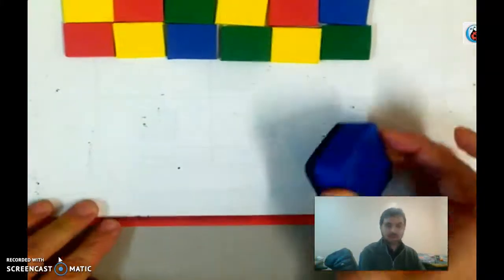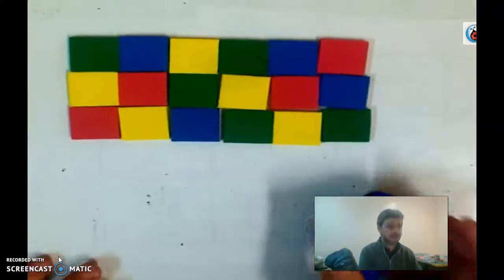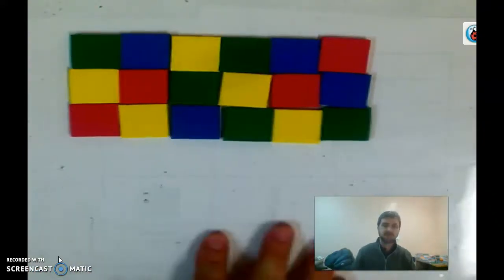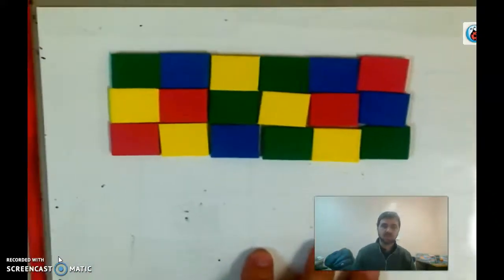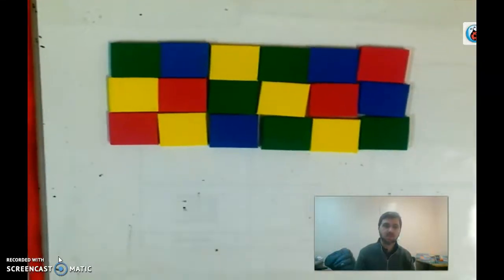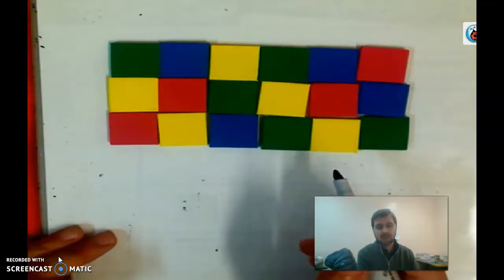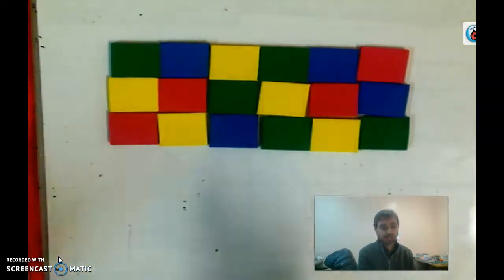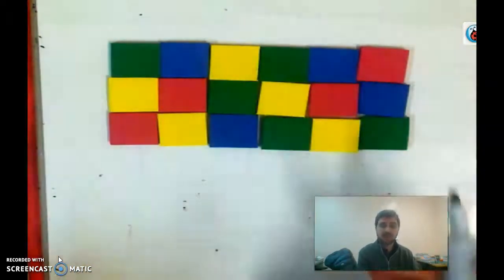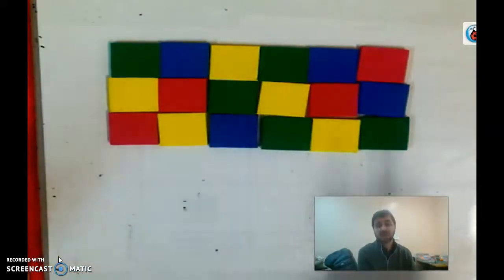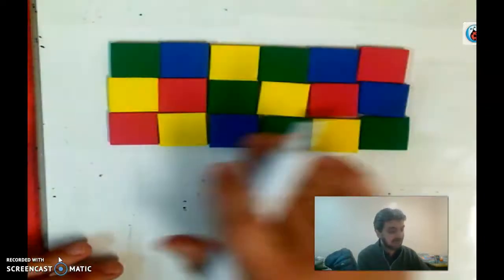So if we look at the shape that I've already made with these square inch tiles, what's the perimeter of this rectangle? Take a look. Ooh, what's the perimeter of this rectangle? Perimeter and area. So the area would be how many square inches. So how many square inch tiles are in this rectangle? What's the area of it?